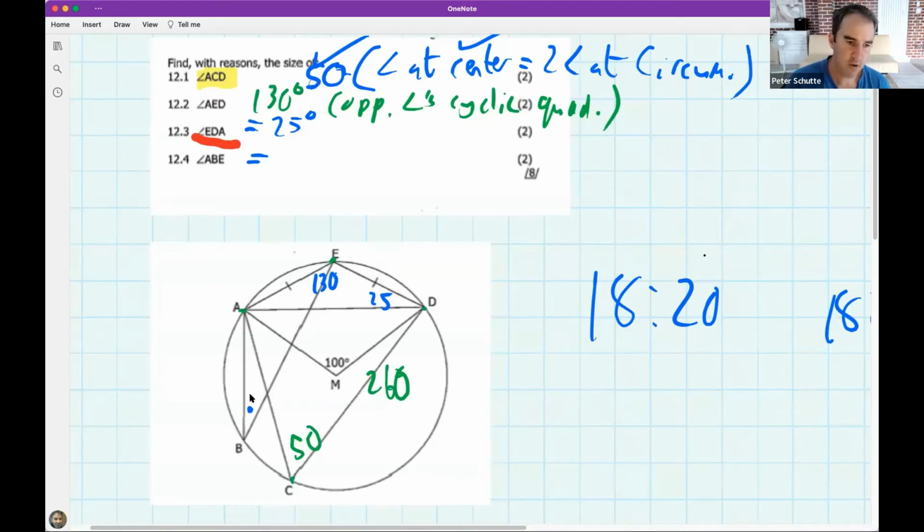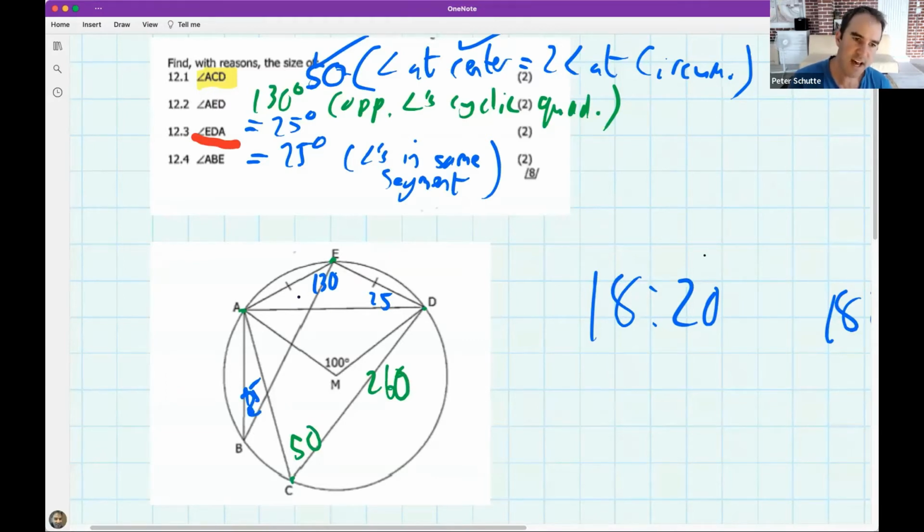Okay. So ABE, it's going to be 25 as well, and the reason would be angles in the same segment. Again, we'll go back to reasons another time. For now, I'm most interested in the 25. How did I get D's answer?